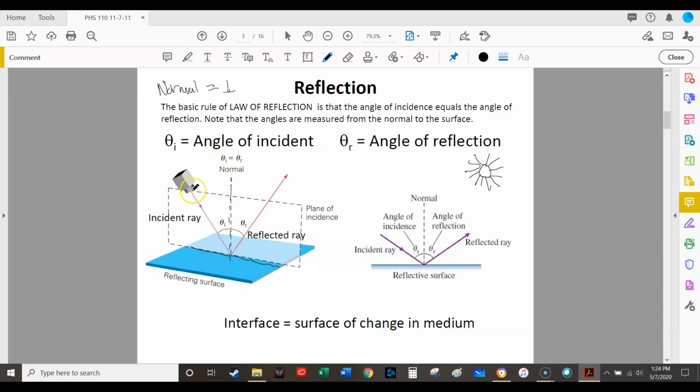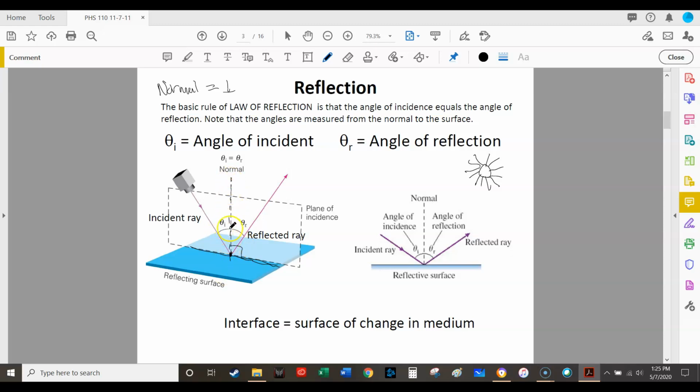Okay? So where the light ray actually hits the interface, that's the surface going from air to whatever this reflective surface is, that dot right there is where it intersects the interface. The interface is this line right here, and the normal is a made-up line at that intersection. So you draw a line perpendicular to the interface, and that gives you a perpendicular line. So that's what normal is, right?